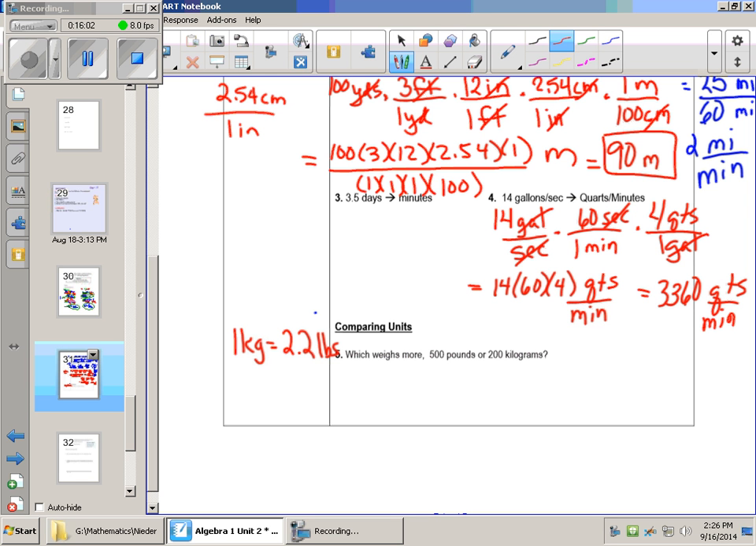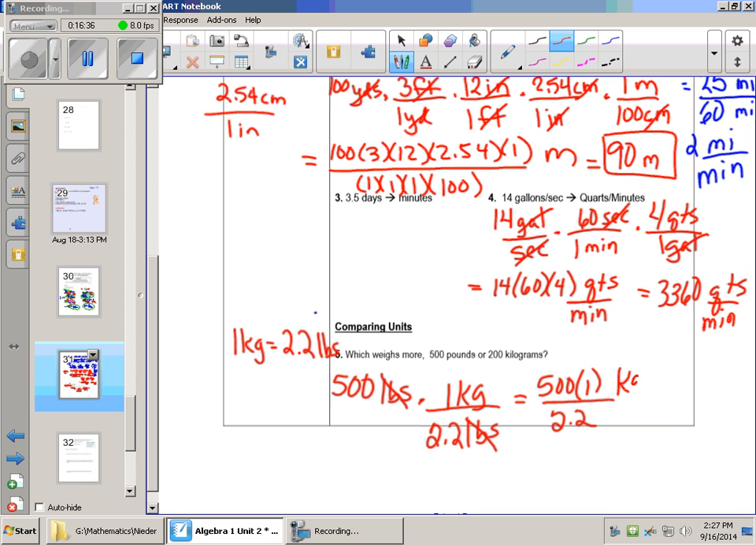So we want to know what's bigger, 500 pounds or 200 kilograms? Well, let's convert pounds to kilograms so we can compare more easily. So 500 pounds, and I know that there are 2.2 pounds in 1 kilogram. Now, why did I choose to put the 2.2 pounds on the bottom? Because I want the pounds to cancel. So now what do I have left? I just have 500 times 1 on top, which is just 500, and 2.2 on the bottom, and my units left are kilograms, which are on top. If I divide 500 by 2.2, I get approximately 227.3 kilograms.